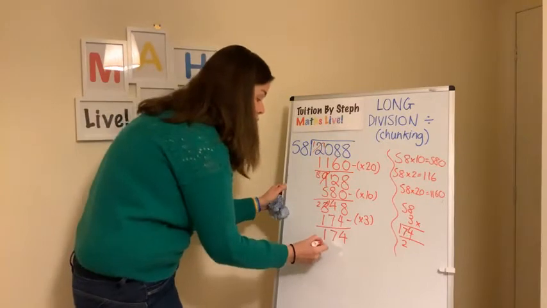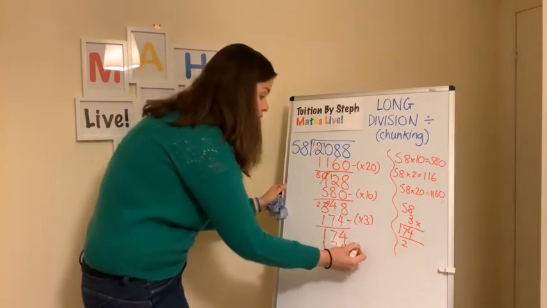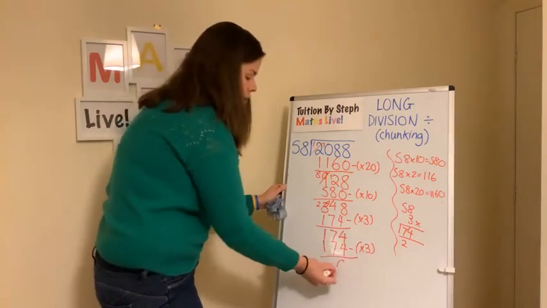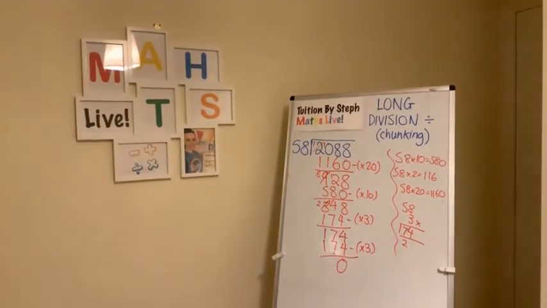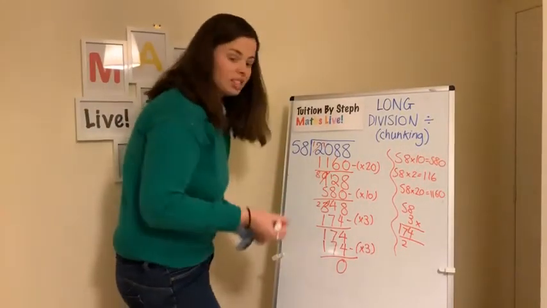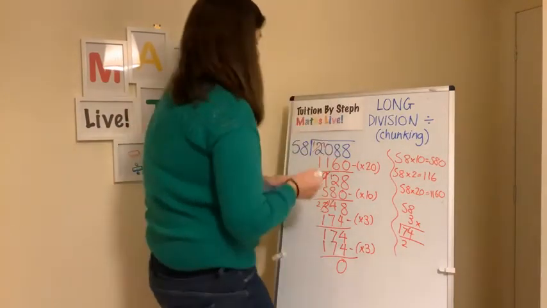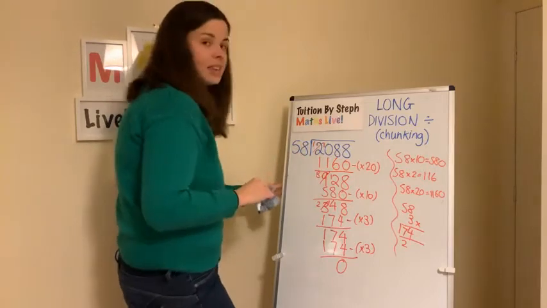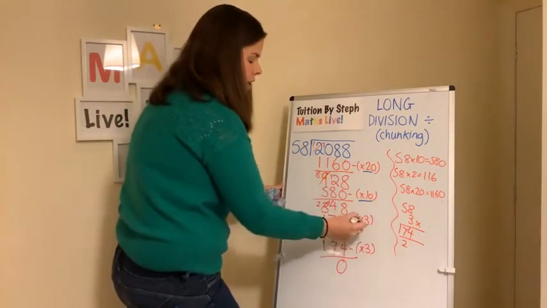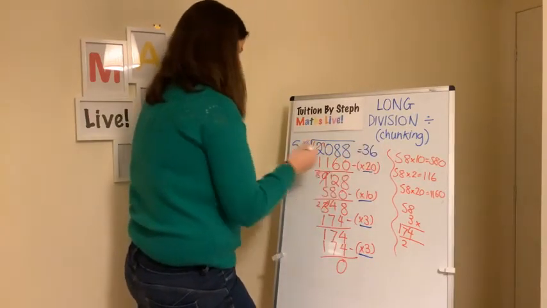So I could now subtract 174 because I know that's 3 lots of 58. I'm just going to check that you can actually see that far down. Yes, you can. So I've got to 0. So my answer for 2088 divided by 58 is 20, 30, 33, 36. Okay.